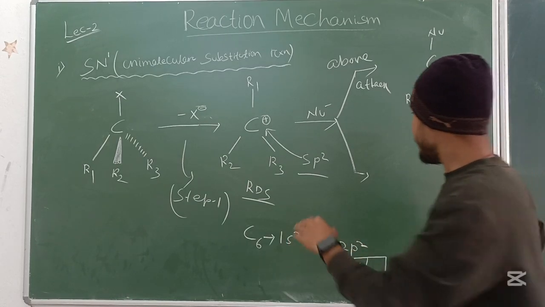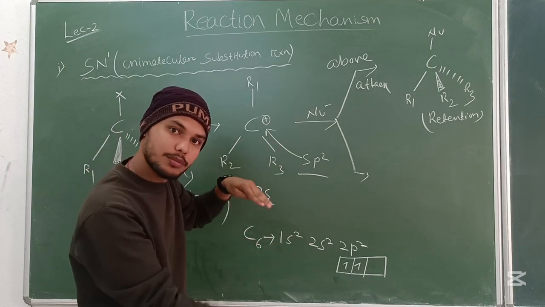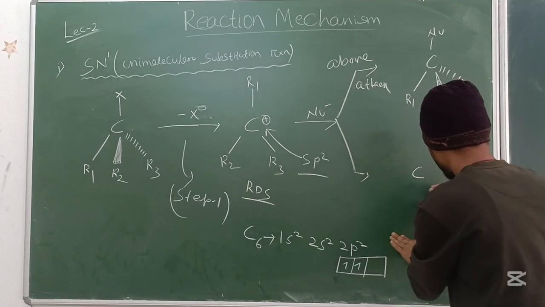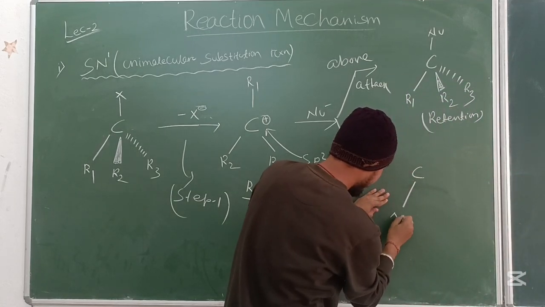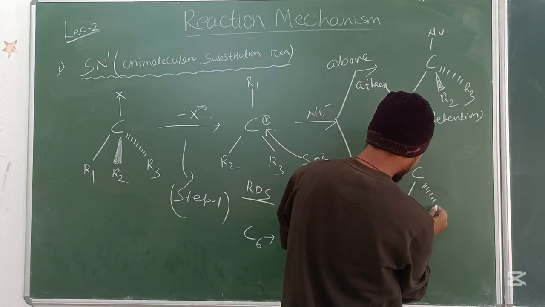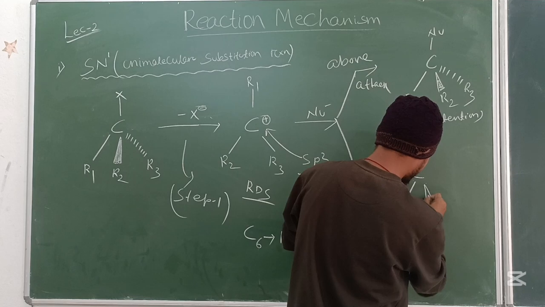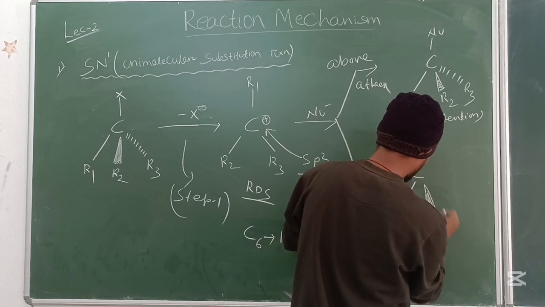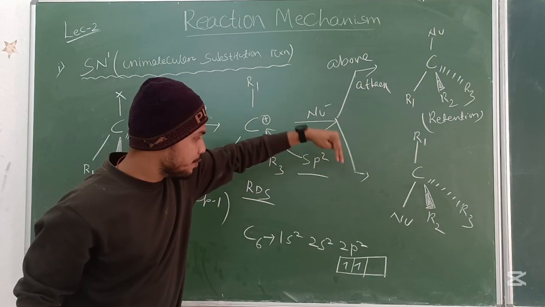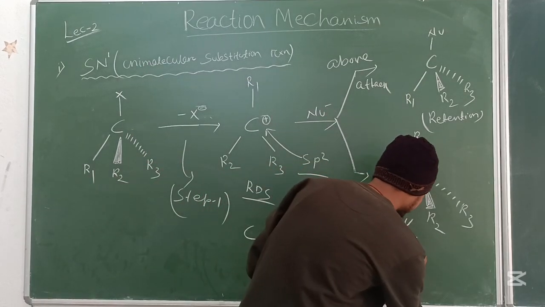Retention configuration. If you attack the nucleophile from the below side, then the nucleophile comes from below. Similarly here, the nucleophile comes from below. That is the nucleophile, and this is R1. Here you check the nucleophile is below, that is, it is inversion in the product. See, inversion in product.